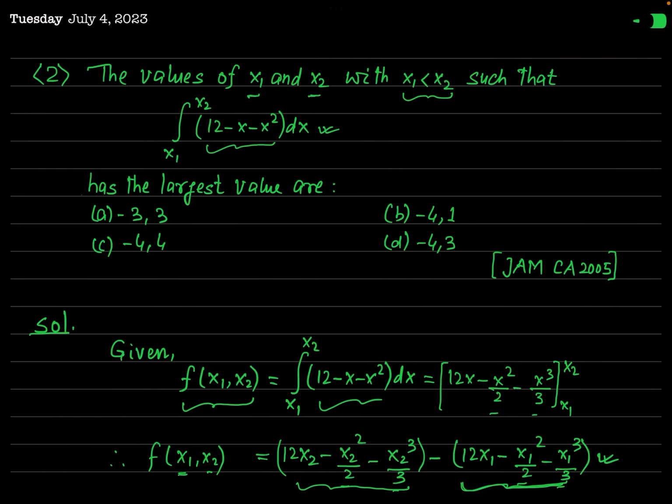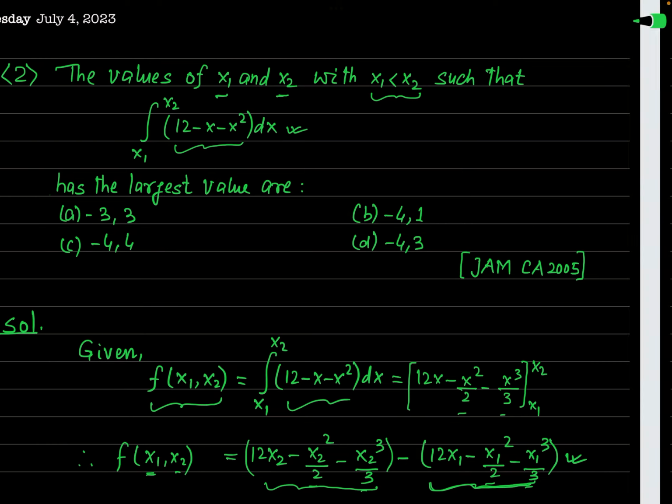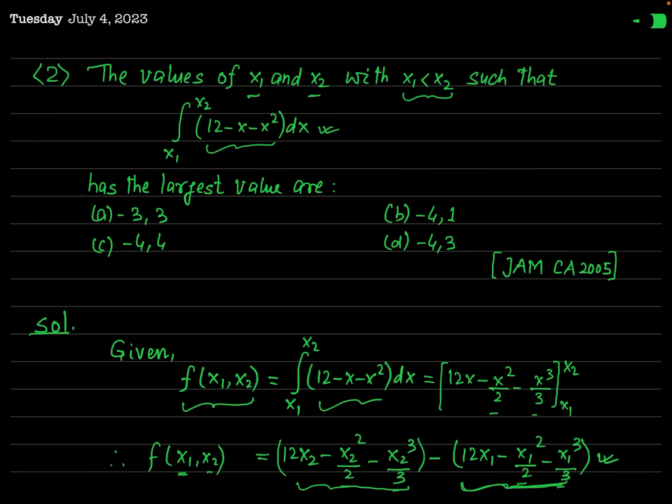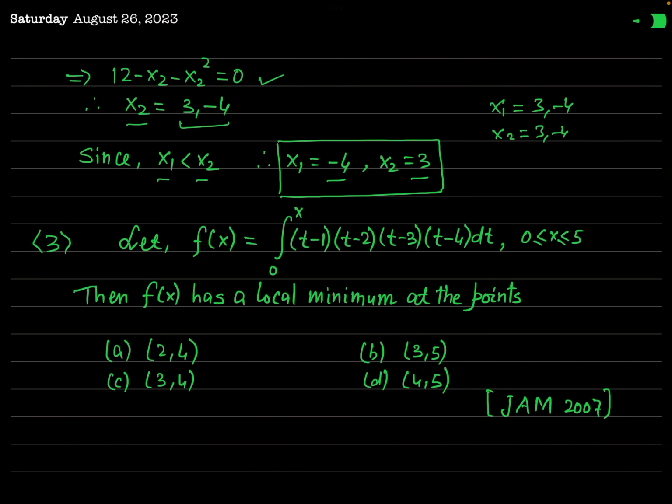So now see the option. x1 is minus 4 and x2 is 3. So option D is correct. This minus 4 is the value of x1 and 3 is the value of x2. Okay. So x1 is minus 4 and x2 is 3. So I think you have clearly understood the solution of this problem too.